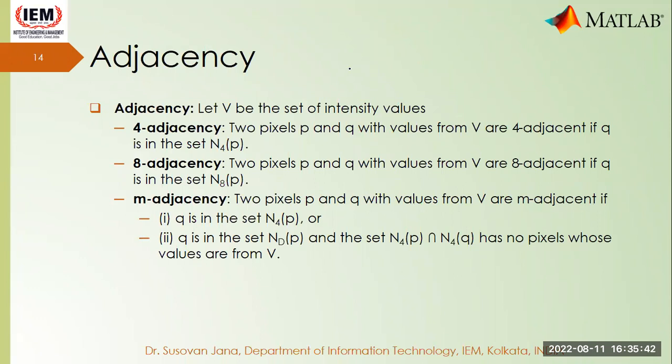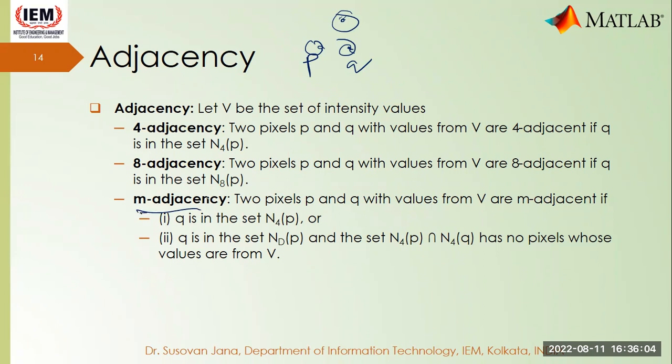Adjacency between 2 pixels. So if 2 pixels are 4 adjacent, that means if it is P, it is Q. So if Q is residing in the 4 neighbors of P, then we will say it is 4 adjacency. And if Q resides in the 8 neighbor of P, it is the 8 adjacency.